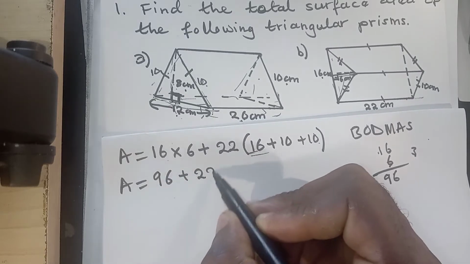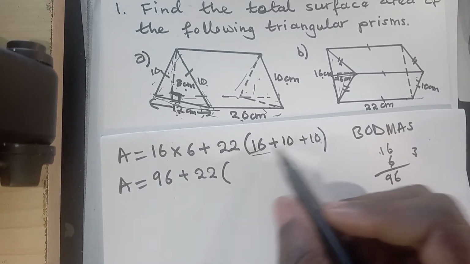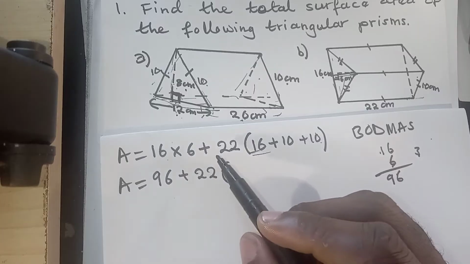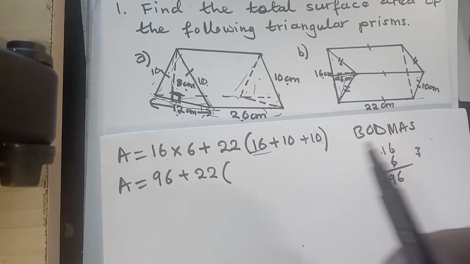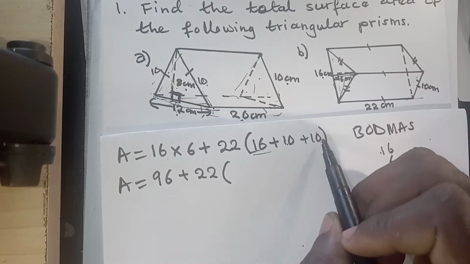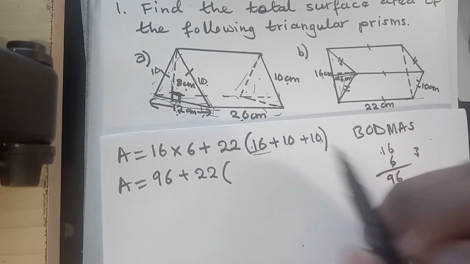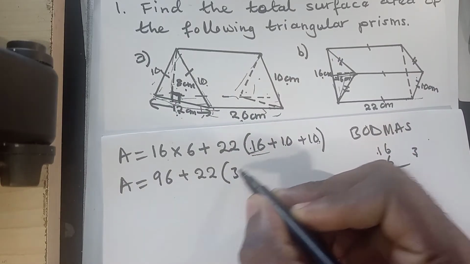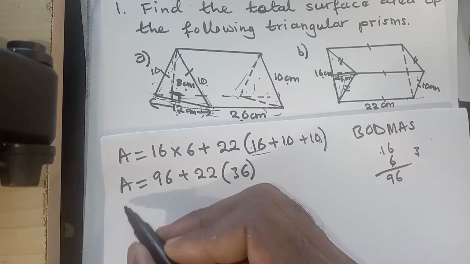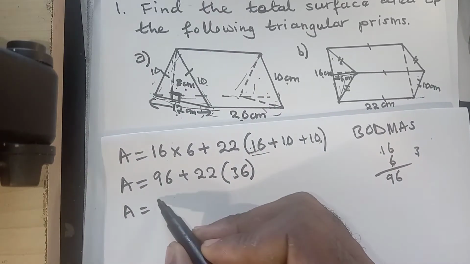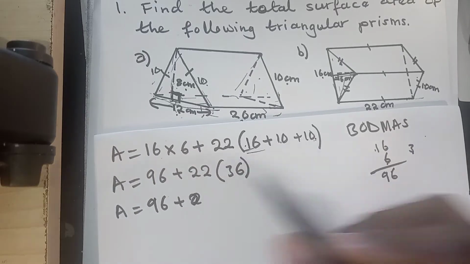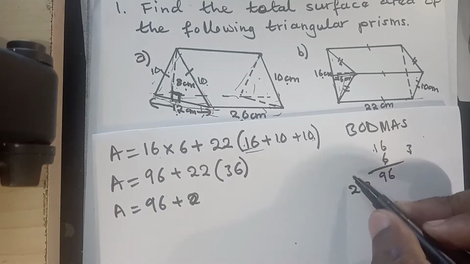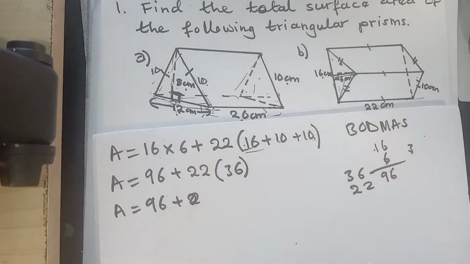plus 22. And then let's add the numbers in the brackets. If you want, you can start with expansion, but it's much easier when you start with addition. So this plus this is 20, plus this we have 36. And then now we have 96 plus 22. Okay, let's just multiply 22 by 36.